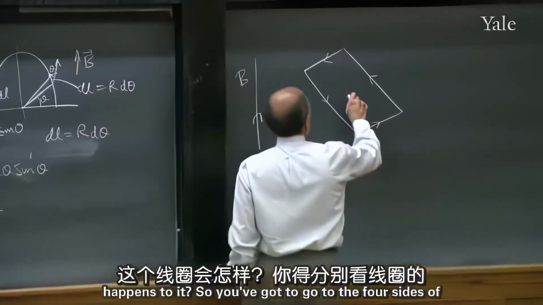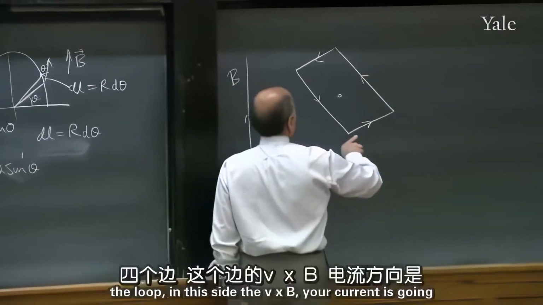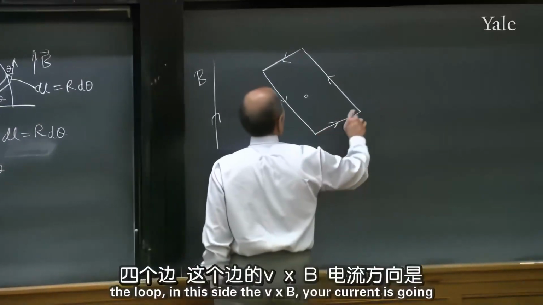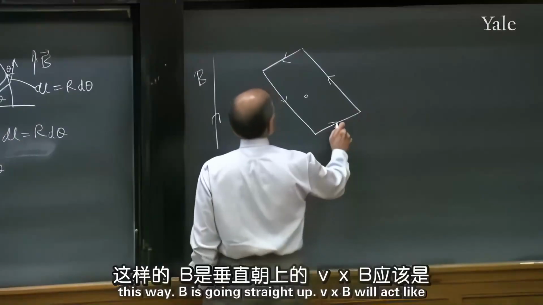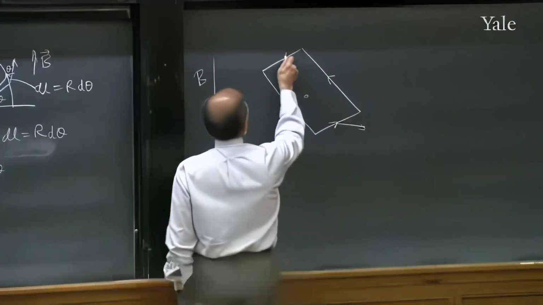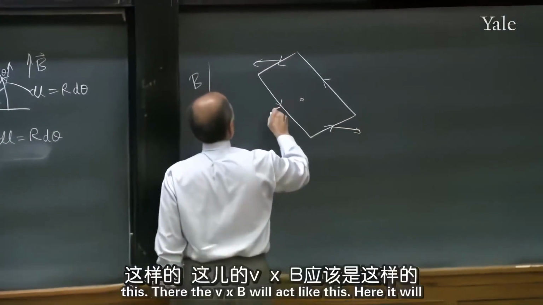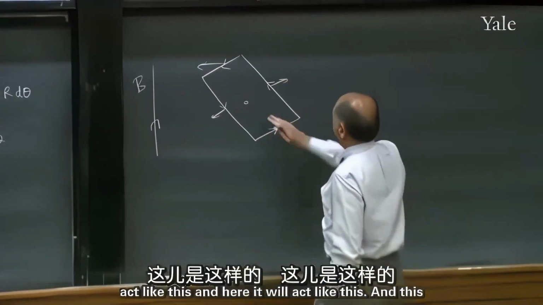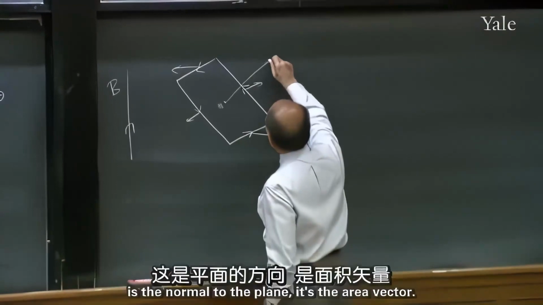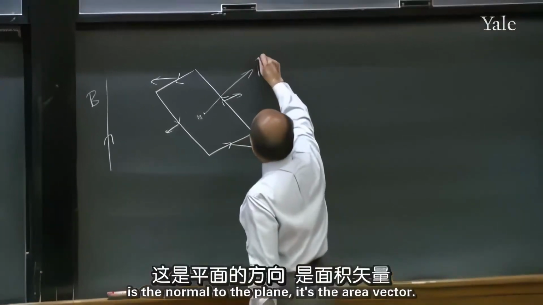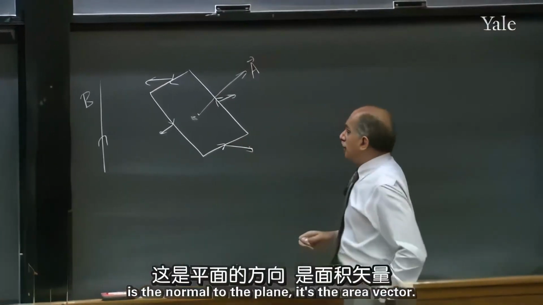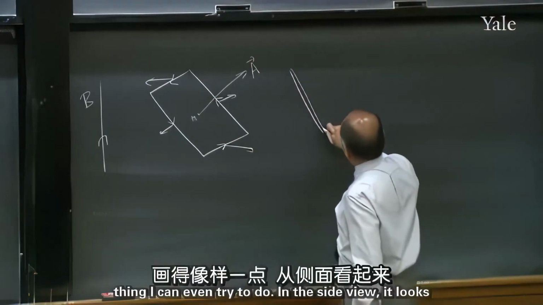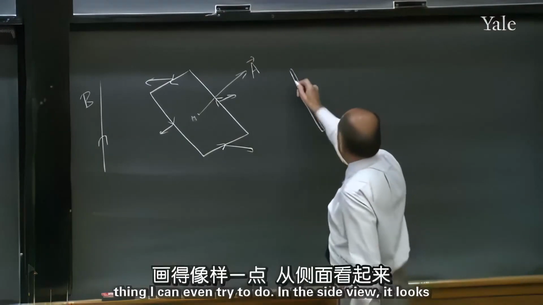So you have to go to the 4 sides of the loop. On this side, V cross B: current is going this way, B is going straight up, so V cross B will act like this. There the V cross B will act like this. Here it will act like this, and here it will act like this. And this is the normal to the plane. It's the area vector. So let me draw you a side view because that's the only thing I can even try to do. In the side view, it looks like this.